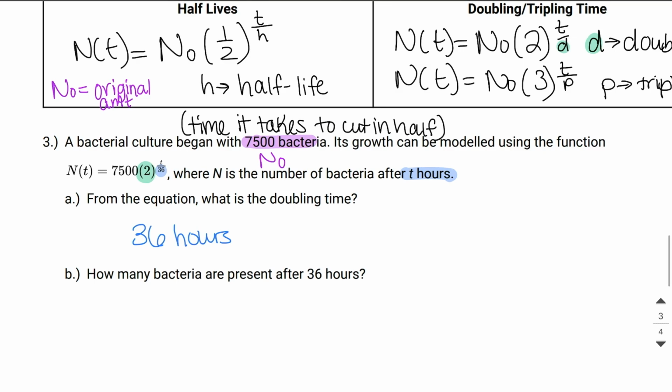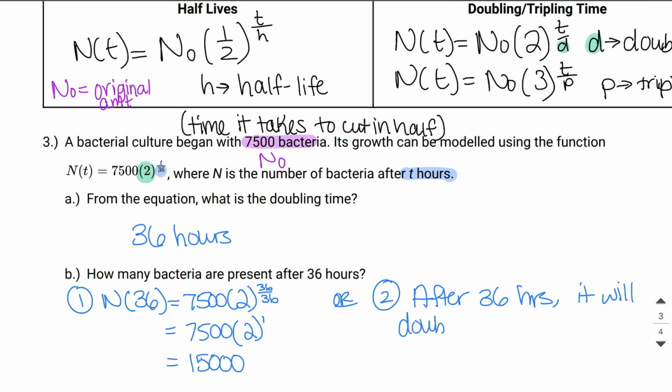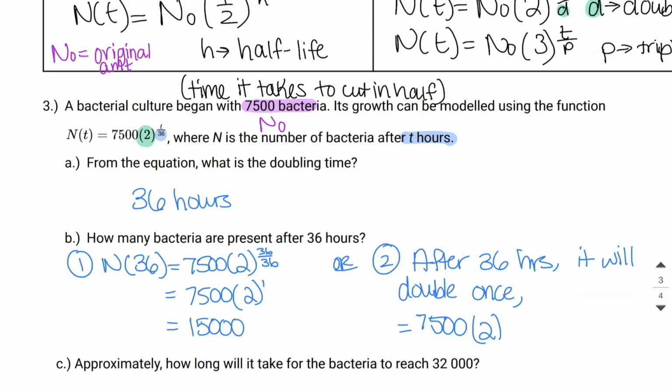So then how many bacteria are present after 36 hours? We have two choices. Our first choice is we could just do n of 36 equals 7,500 times 2 to the power of 36 over 36. But 36 over 36 is 1. So then 7,500 times 2 is 15,000. But if you really understand what's going on, all you have to do is know that after 36 hours, it will double once. So then your answer right here would be 7,500 times 2, which is 15,000. And again, write your therefore statement.